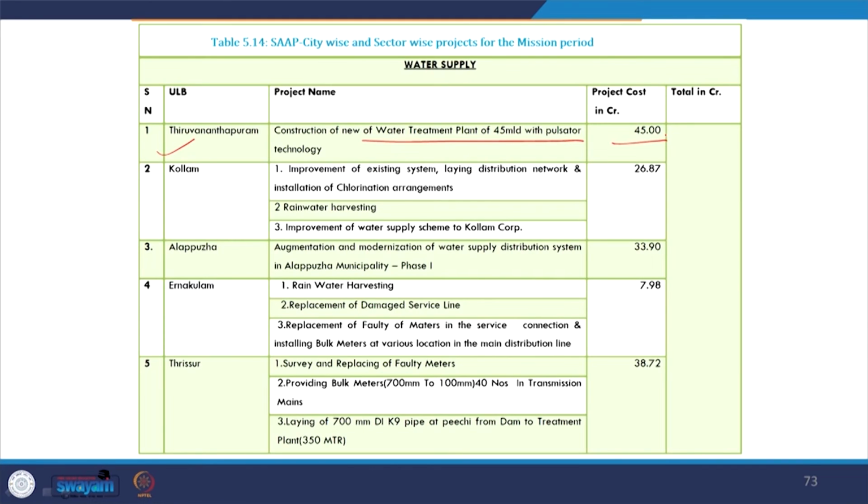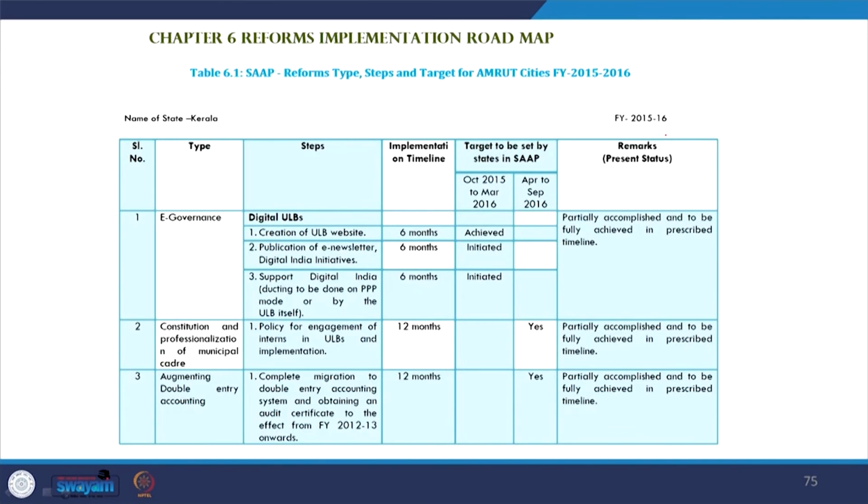So you see how the urban local body, state and the center work in collaboration to bring all these services to the people and what people need. Other reforms, the urban reforms we had looked at: we can see what Kerala has implemented: e-governance, digital ULBs, creation of ULB websites.